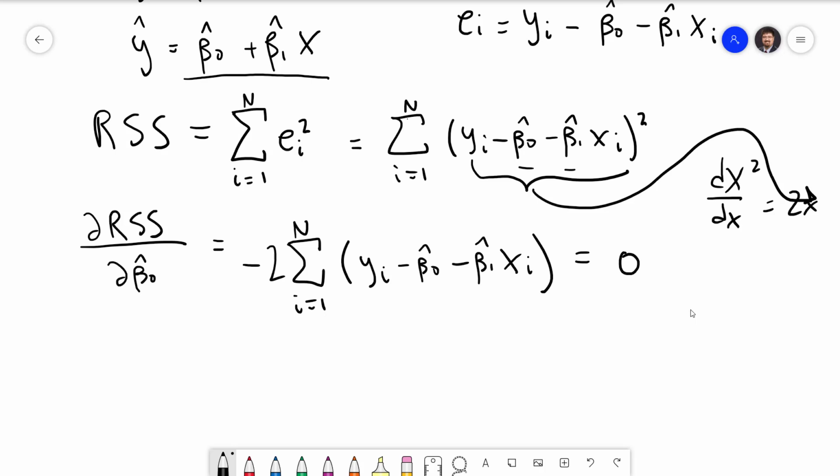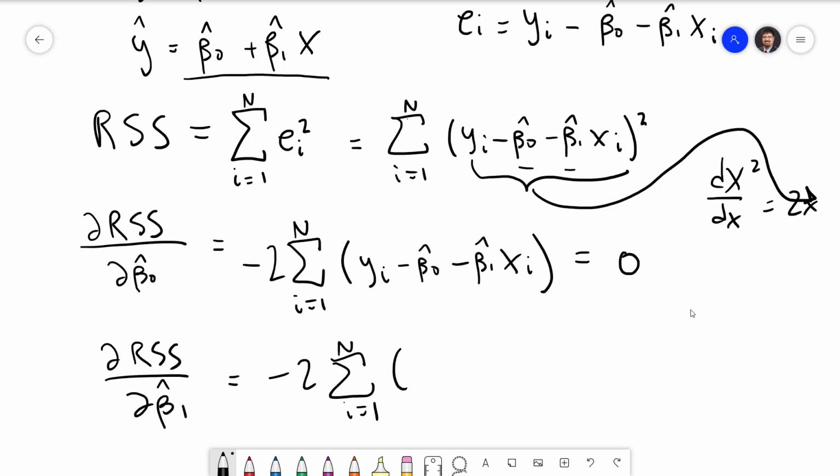We're going to do the exact same thing for beta 1 hat. I'm going to skip over all the calculus details this time and just write it out. What we get is minus 2, sum from 1 to n, of y_i minus beta naught hat minus beta 1 hat x_i. All that stuff's the same. But this time on the inside, we had not just negative 1, but negative x_i. That negative is still hanging out on the outside. Again, set it equal to 0.